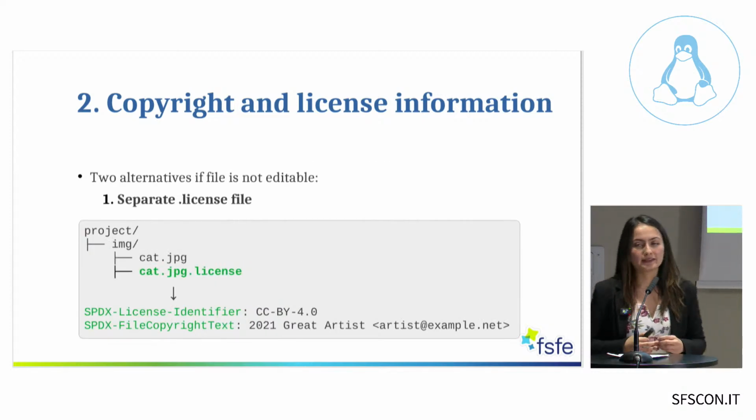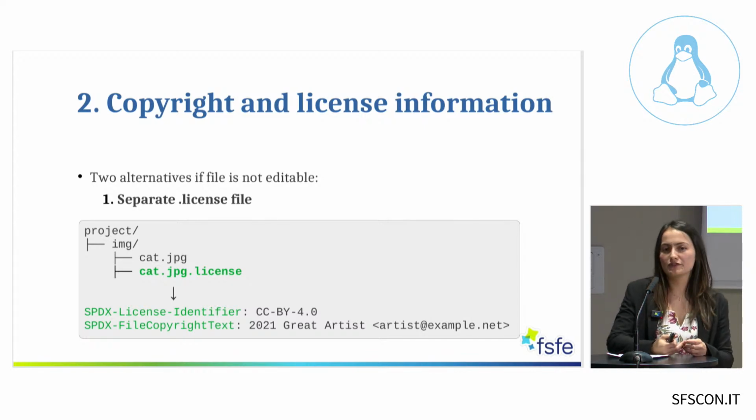I know that at this moment, you might be wondering, okay, but there are some files that I cannot edit, such as binary files, image files, JSON files. But for this, we have 2 alternatives. We recommend one more than the other. However, we have 2 options. We have first a separate .license file in which we're going to store this information. So in this case, we have the picture of a cat. And then we're going to create a .license file in which we're going to include the license identifier as well as the copyright text. So whenever we go to the image directory and we see the picture of the image, we can go to the text file and find this legal information.